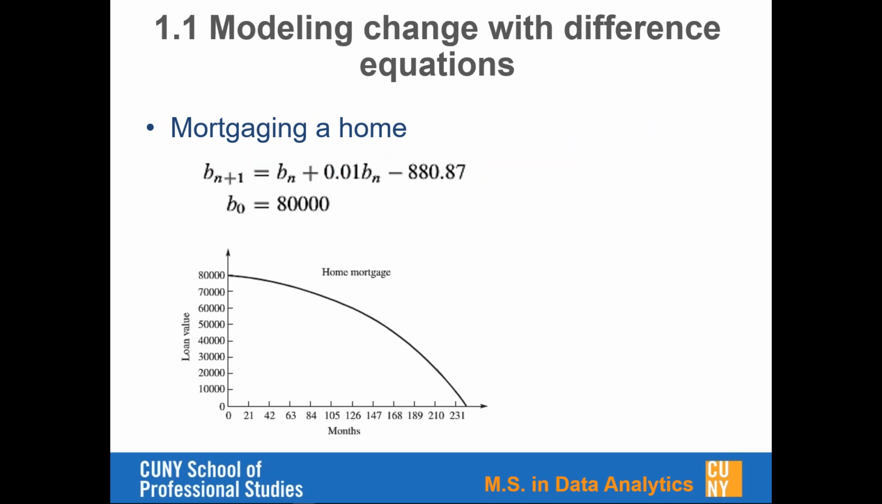Now there is an application. In simplified terms, mortgaging a home can be modeled using this equation. That is to say that b sub n plus 1 equals b sub n plus 0.01 times b sub n minus this constant, and then b0 as an initial value, so that you would be able to calculate b1, b2, etc.